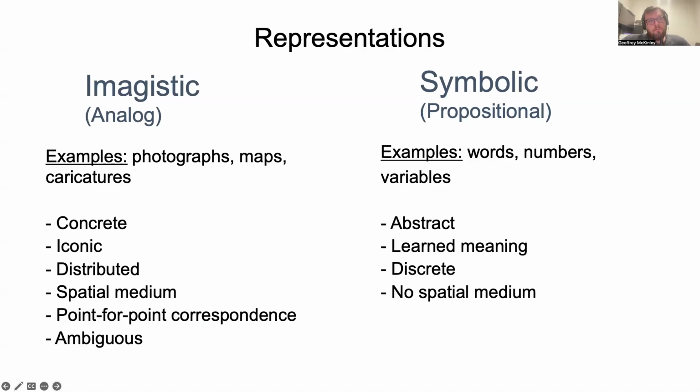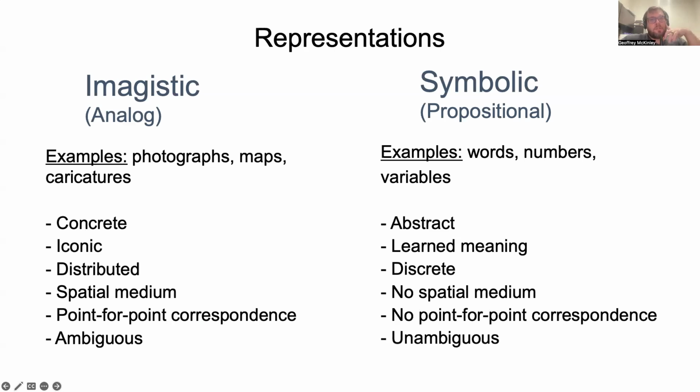Symbolic representations have no spatial medium, unlike imagistic. And of course, they have no point for point correspondence. It wouldn't really even make sense to say that they have point for point correspondence because they're not images, right? And they're unambiguous. So the dollar sign means money. That's just what it means. There's no ambiguity about it. It's not like it kind of means money. It means money, right?